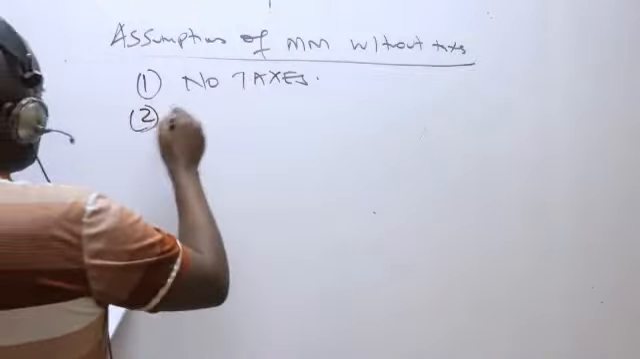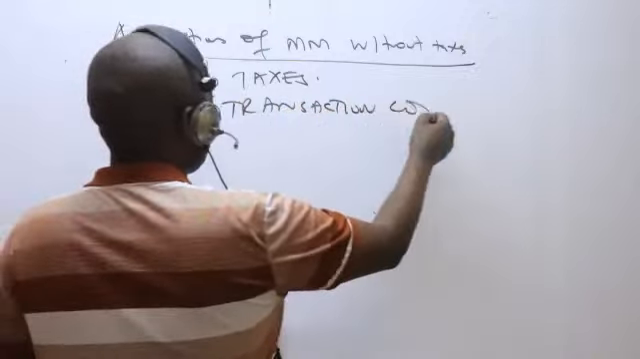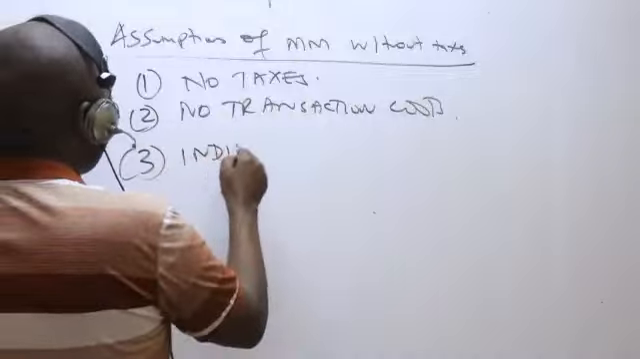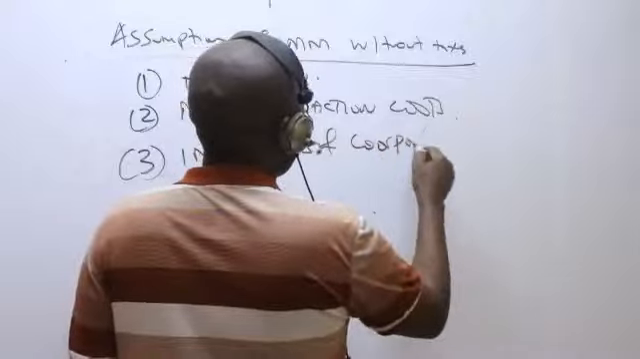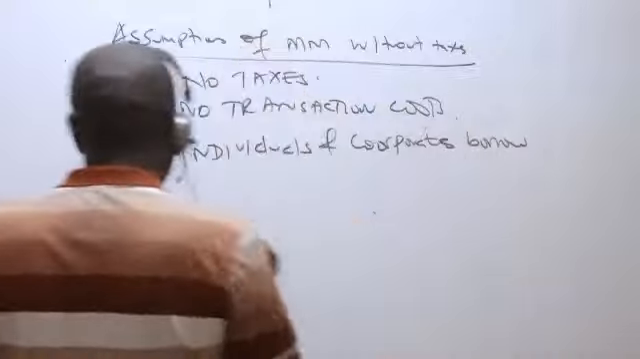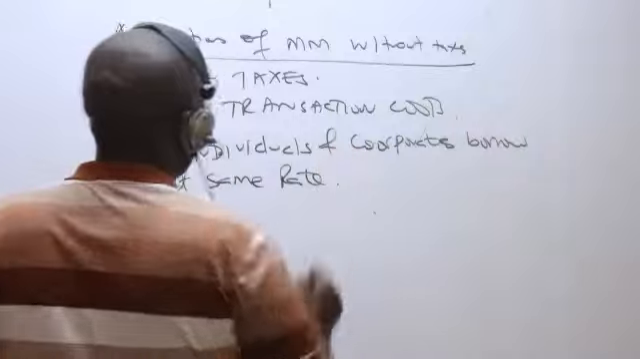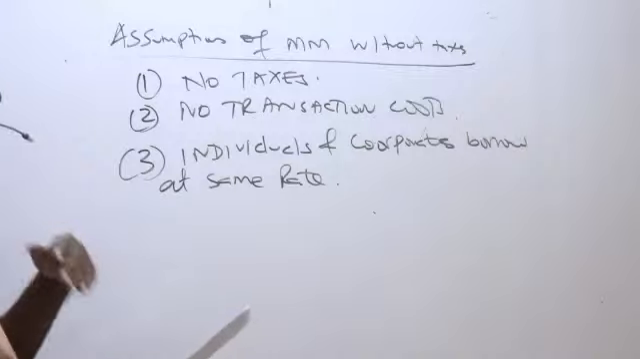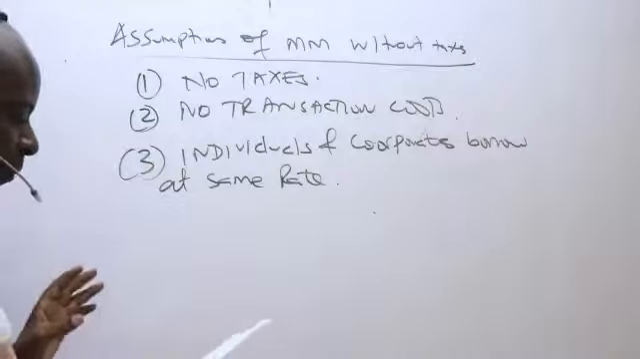Number 2, no transaction cost. Number 3, individuals and the corporates borrow at the same rate, meaning that KD is known in advance and will remain constant for individuals and the corporations.